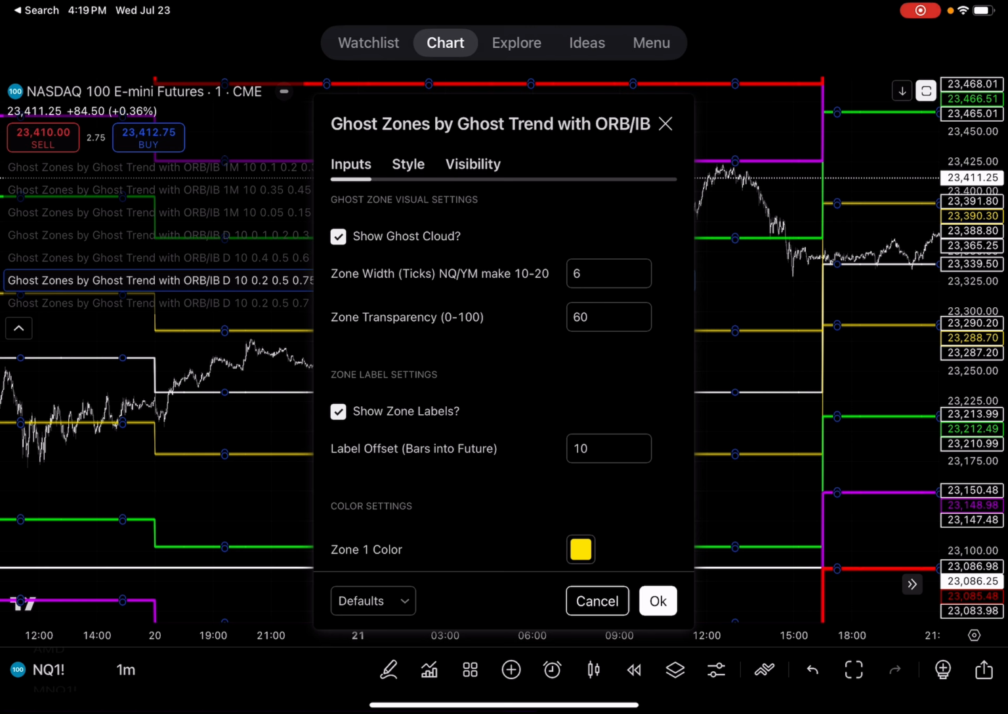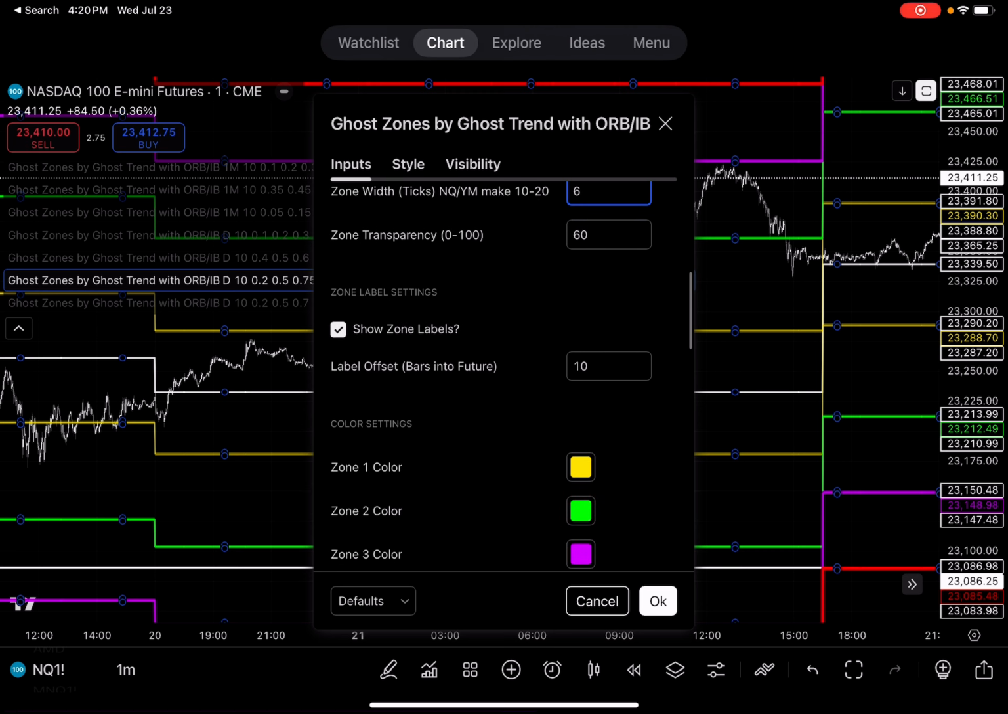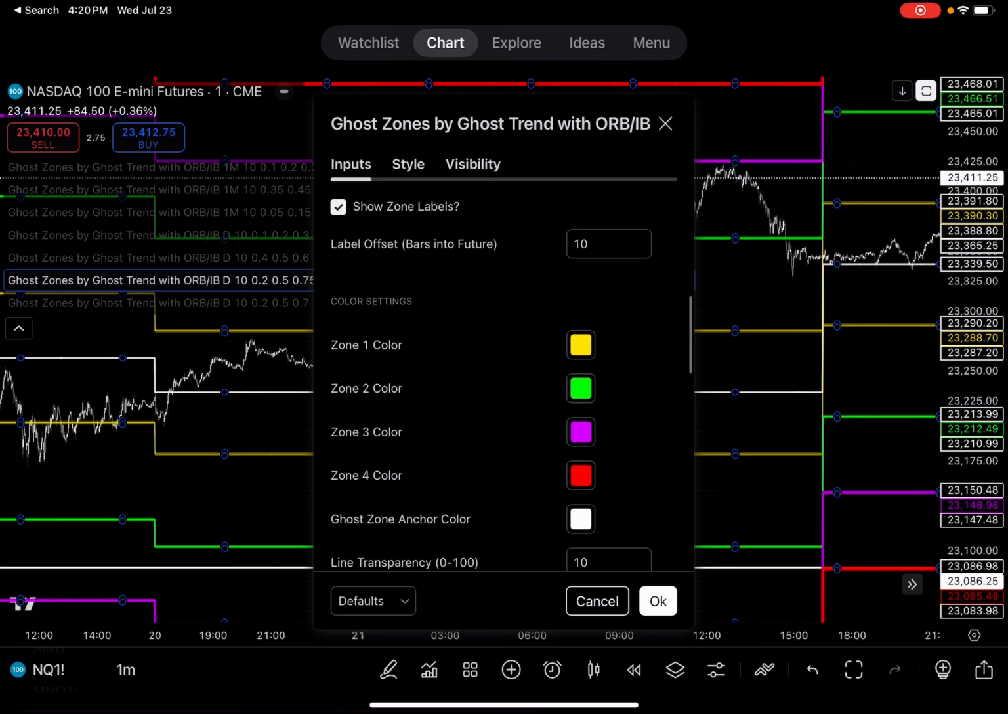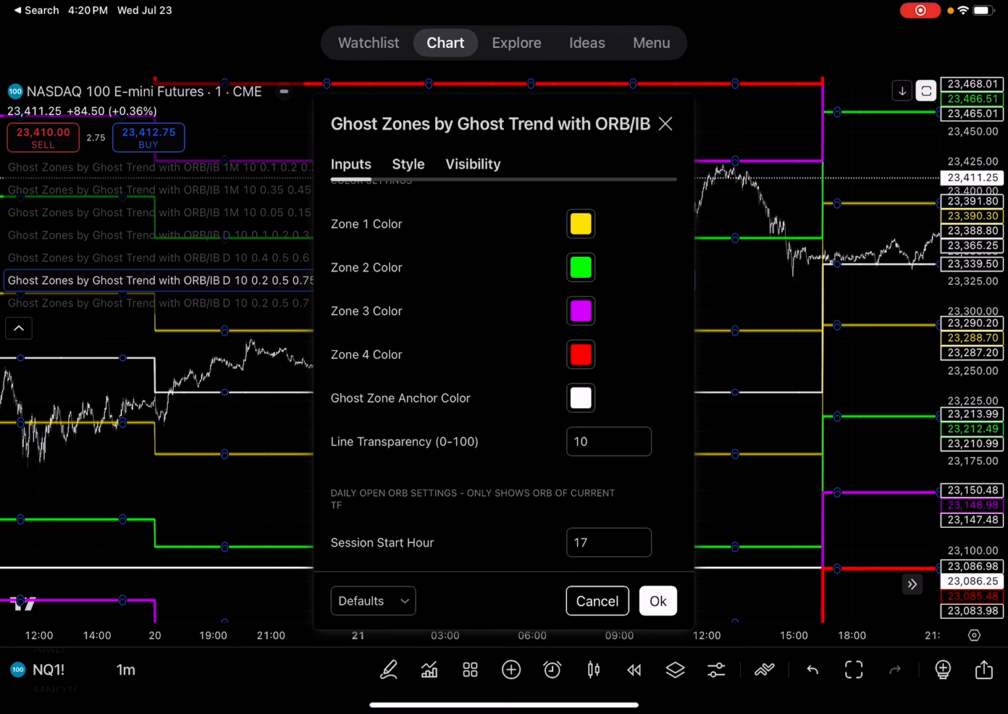So the zone width, that's just how wide away from the actual lines it is, just to give you some better visualization. Instead of just one straight line, you have an area that price can reverse from or go through. And you can adjust that depending on the instrument that you're using. Like bonds is going to look completely different because they don't have as many ticks. You can adjust the colors of them if you want.